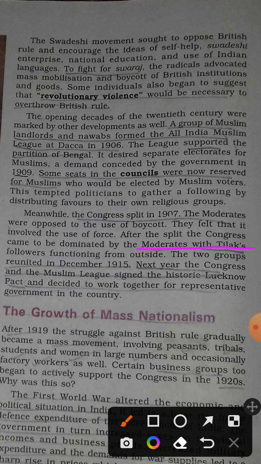The two groups reunited in December 1915. The next year, the Congress and the Muslim League signed the historic Lucknow Pact and decided to work together for representative government in the country.